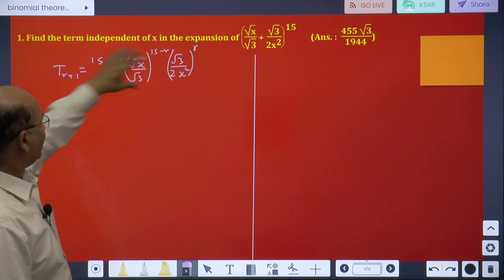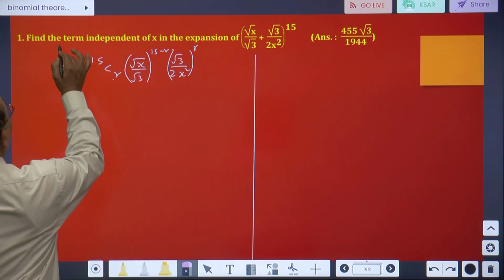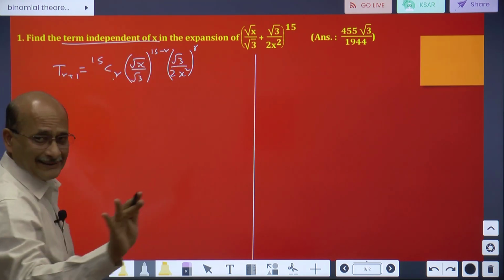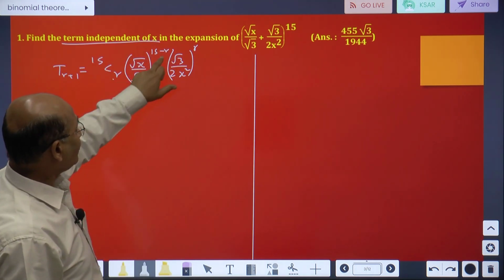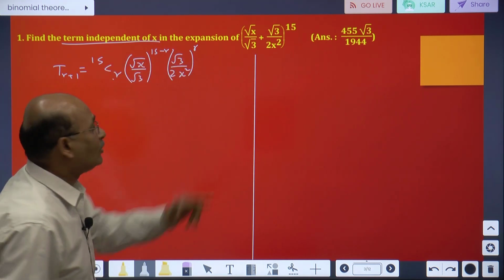This is a general term, it can be the 5th term, 6th term, 10th term, but I specifically wanted the term independent of x. There is no x. So what will be the value of r for which this x will vanish? Let us find this out.